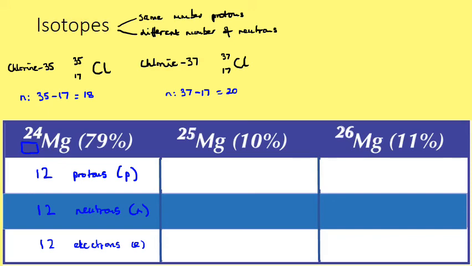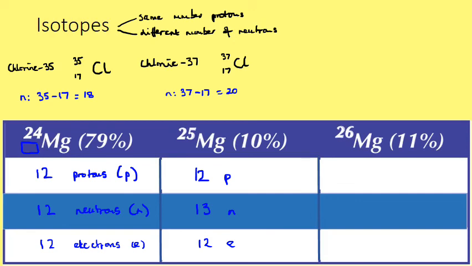Let's do the same for magnesium-25, of which there is about 10% of the naturally occurring magnesium on the Earth. We don't know about the universe, so when you see these percentage numbers, that's the abundance of the magnesium on the planet Earth. For magnesium-25, we've of course still got 12 protons, because it's still magnesium. But 25 take 12 is now 13, so we have 13 neutrons. And it's still a neutral atom, so we've got 12 electrons.